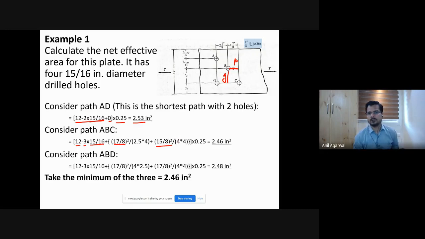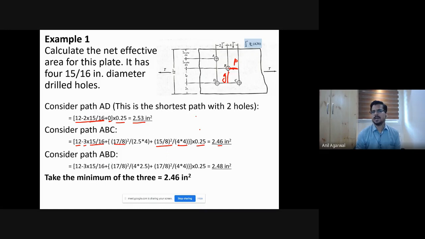So P square divided by 4 multiplied by G is also 4. And you can notice that P and G both are counted from center of the hole to the center of the hole. That's what you use, and then multiplied by the thickness, and you get 2.46 inches square, which is smaller than AD. So ABC is smaller than AD. ABC is going to govern.